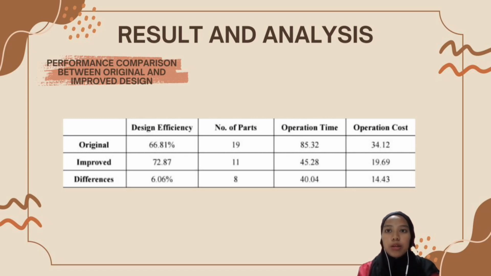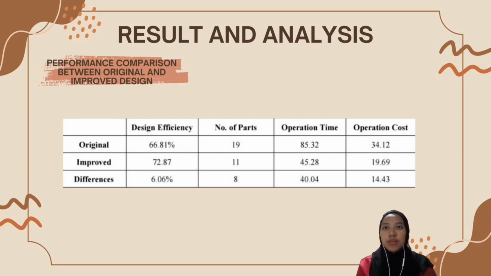For operation time, the original operation time is 85.32 and for the improved design is 45.28. The difference between the original and improved operation time is 40.04. For the operation cost, the original operation cost is 34.12 and the operation cost for the improved design is 90.69. So we can see the difference between the operation cost of the original design and the improved design, which is 14.43.